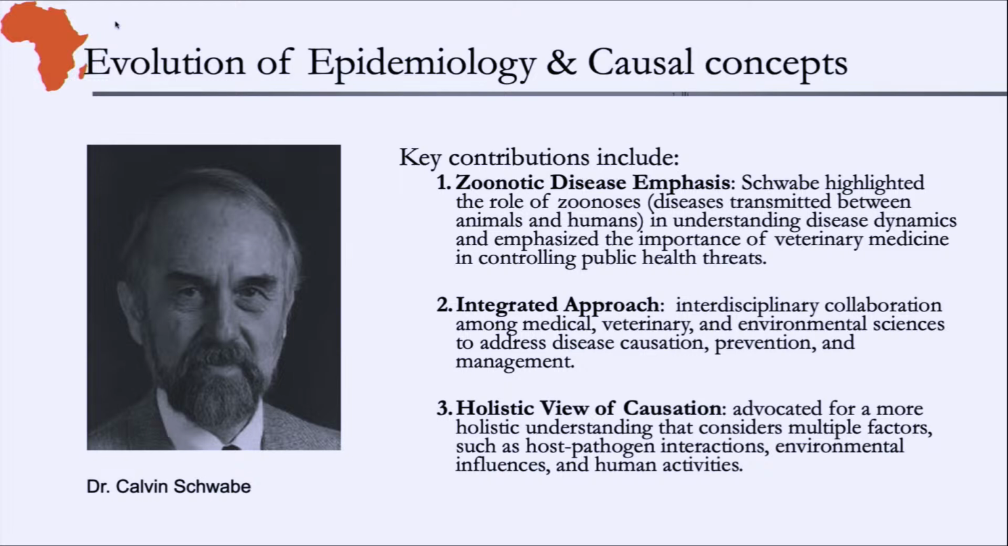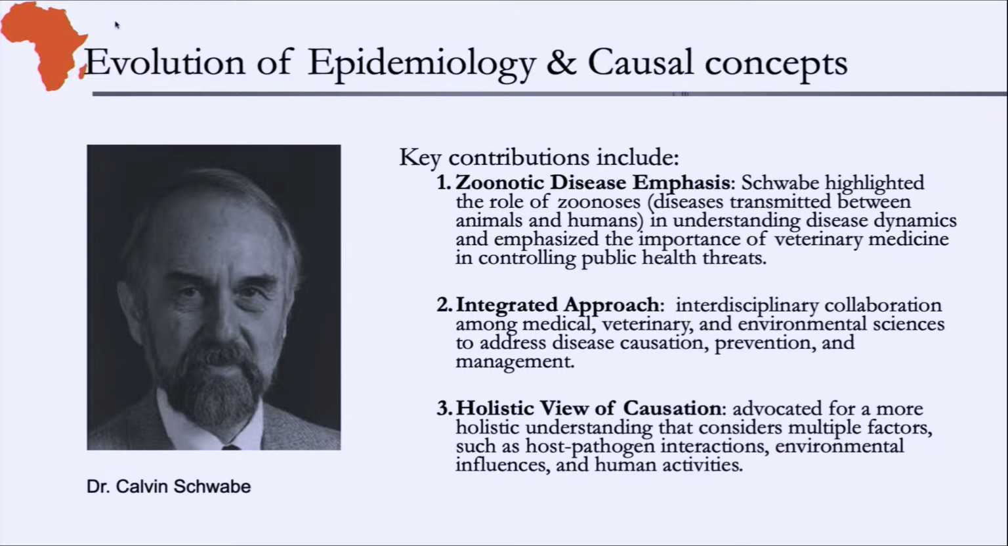He started with the emphasis on zoonotic diseases, those diseases which are transmitted from animals to humans, and how we can control them. He even wrote a book about one medicine, which you can look at and read in your own time. So he was the first person who came up with that kind of approach where there is a lot of collaboration in solving health related events. He helped bring that holistic thinking when you talk about disease causation.